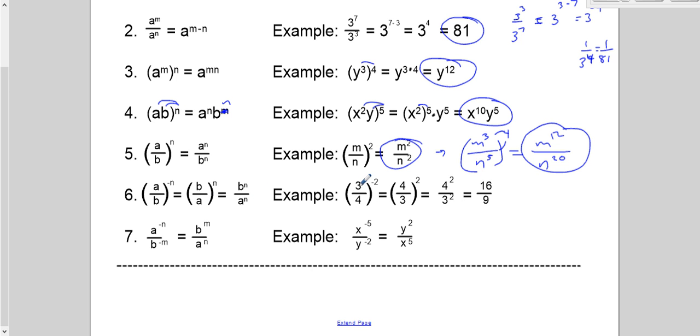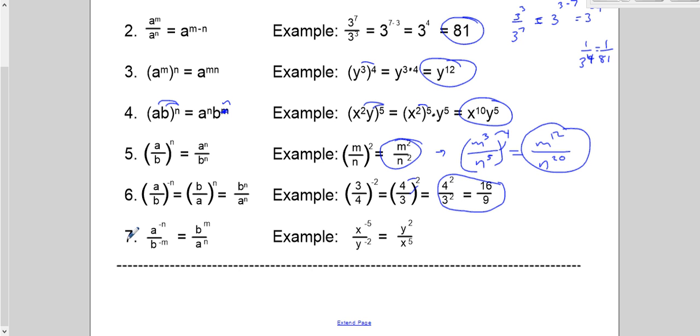So an example of that would be 3/4 to the negative 2nd power. I'm going to flip that fraction to be the reciprocal, to be 4 over 3 to the positive 2. And I'm going to distribute that 2 to the 4 and the 3. I get 4 squared over 3 squared to get 16 over 9.